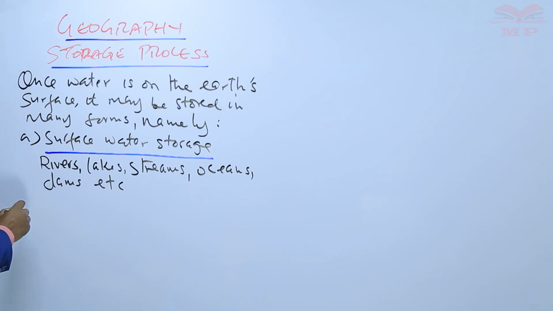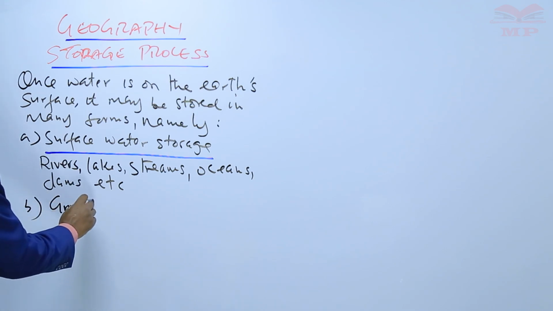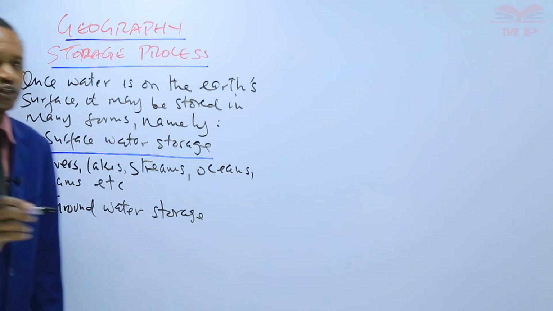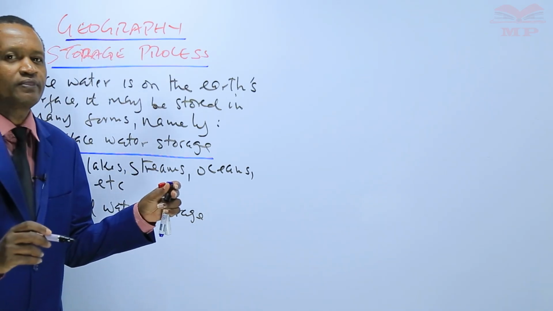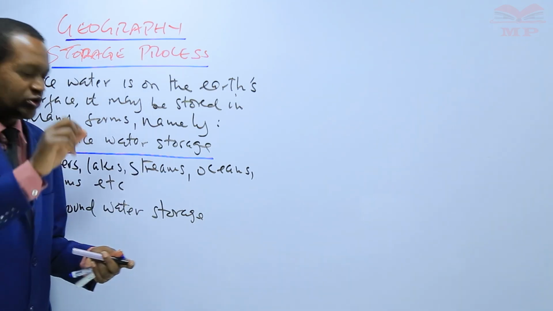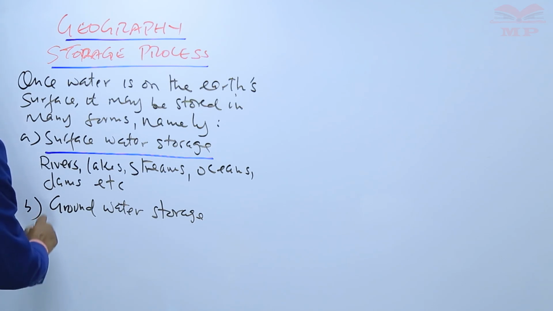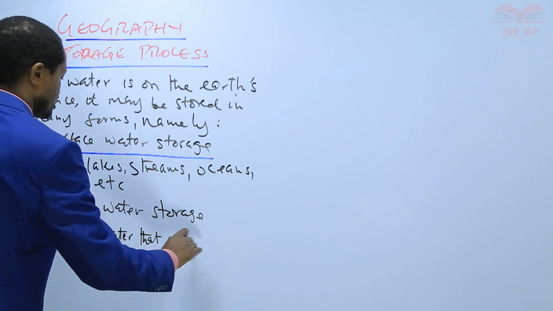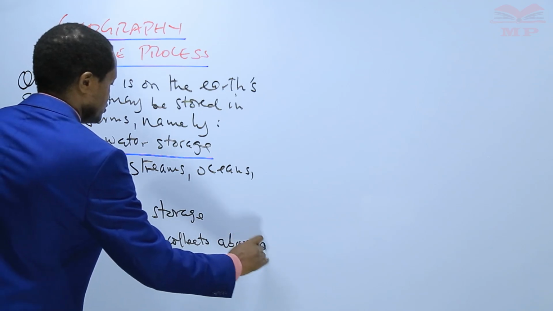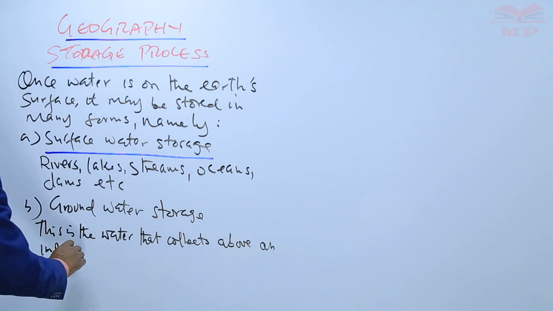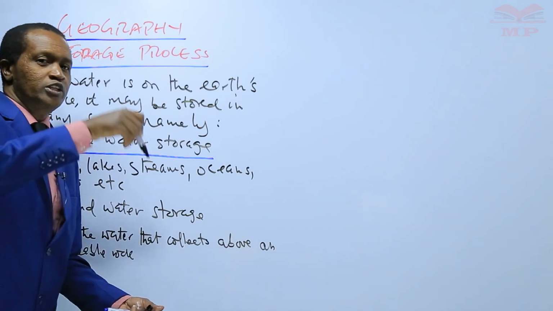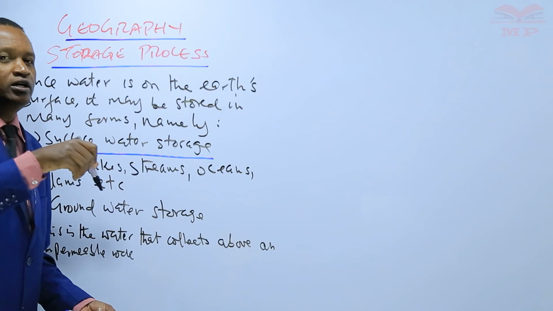Then the second storage is known as groundwater storage. Now, this is the water that collects above an impermeable rock. This is a rock that water cannot penetrate through. An impermeable rock.